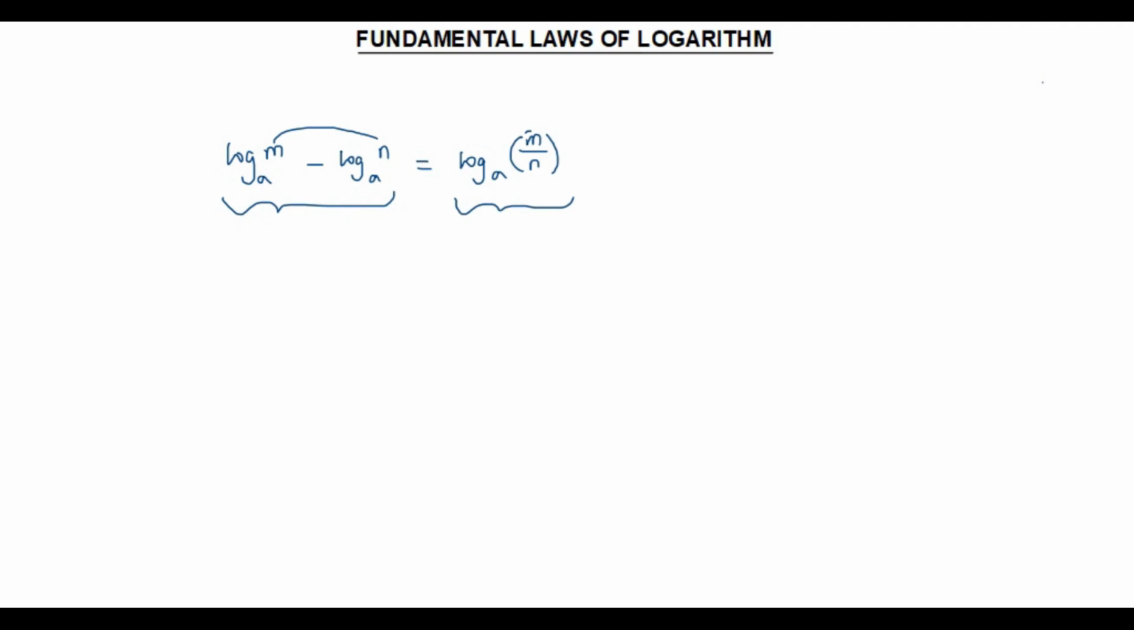In case there is a logarithm where the argument is division of two numbers m and n, what we need to do is take logarithm separately for numerator and separately for denominator, and then subtract them, that is log m to the base a minus log n to the base a. So this is the second fundamental law of logarithm, and the logarithms which are in subtraction must have the same base. Then only you will be able to use the second fundamental law of logarithm.